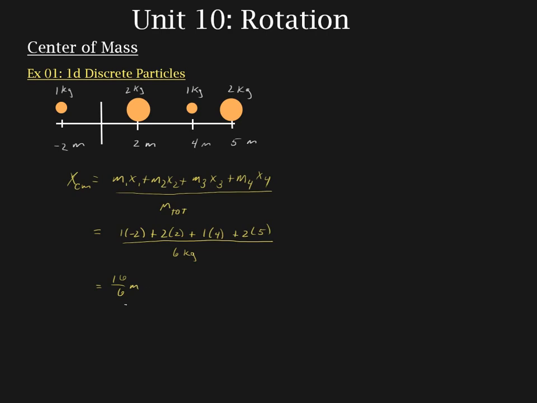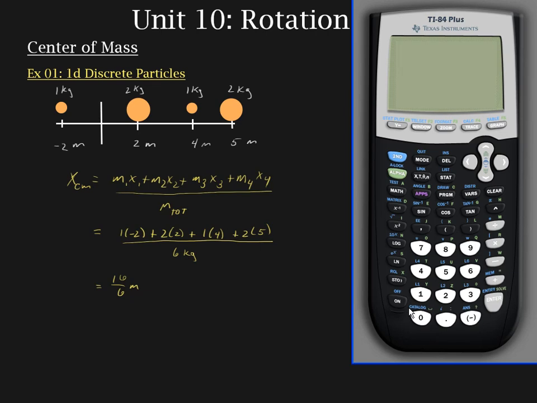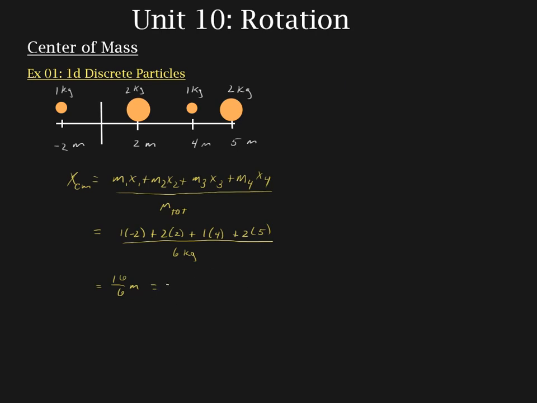So our location for the center of mass is 16/6, or we'll just go ahead and calculate that for real. 16 divided by 6 is 2.67 meters. So we have 2.67 meters as the location for our center of mass. If we want to mark this on our diagram, right here is going to be 3. So somewhere in here is the location for the center of mass.